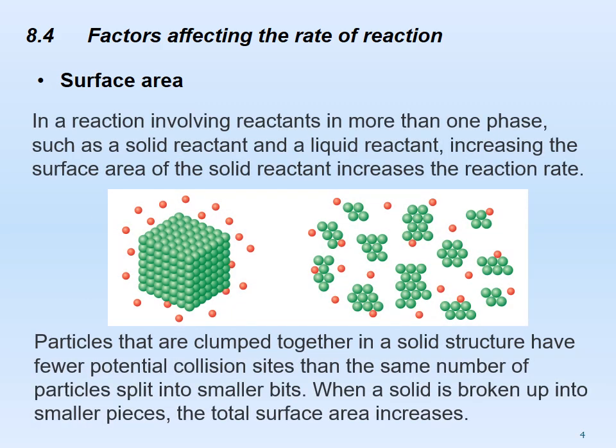Surface area. In a reaction involving reactants in more than one physical phase, say a solid reactant and a liquid reactant, increasing the surface area of the solid reactant increases the reaction rate. Particles that are clumped together in a solid have fewer potential collision sites, as only the outer exposed surface area is available for reaction. When a solid is broken up into smaller pieces, the total surface area increases, increasing the number of possible reaction sites and increasing the rate of reaction.